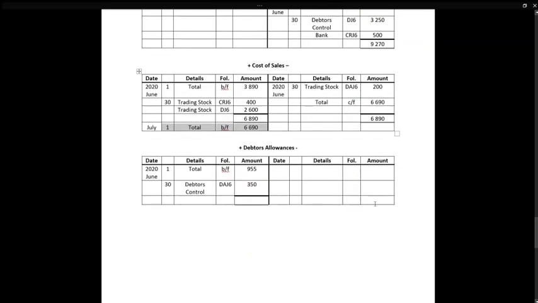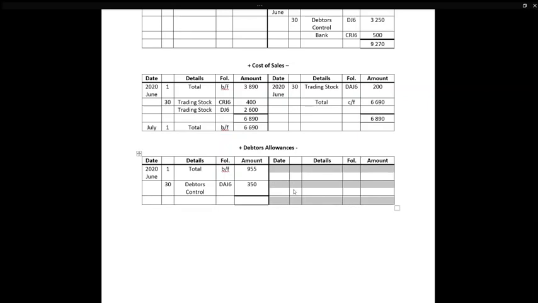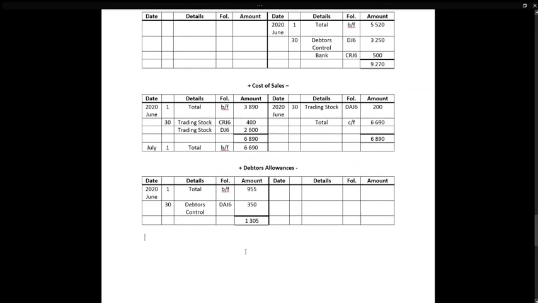Debtors allowances. My credit side is completely open, therefore I am allowed to just total, and you should get 1,305 Rand. You are done.